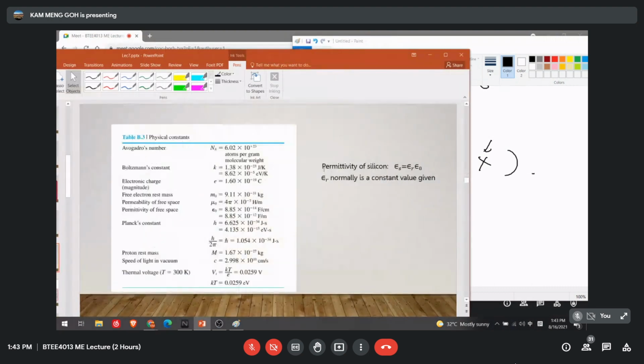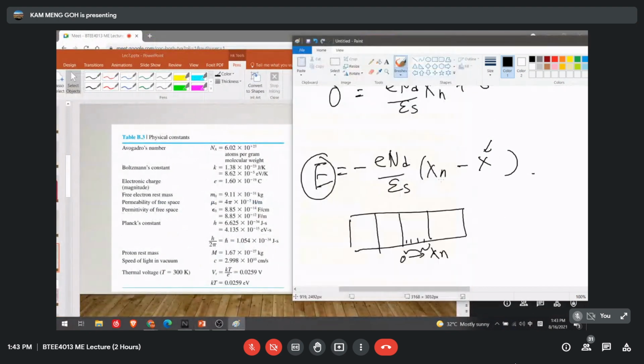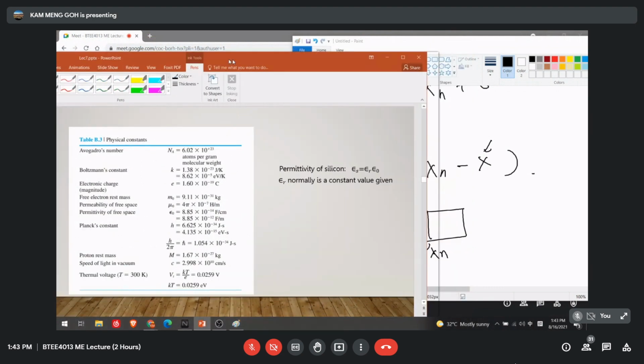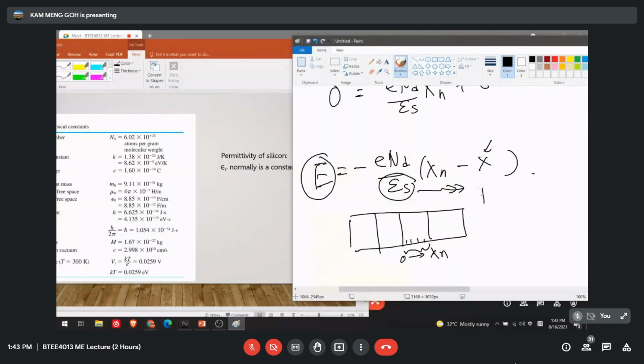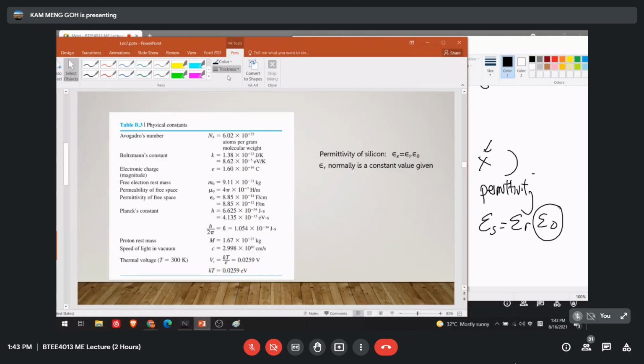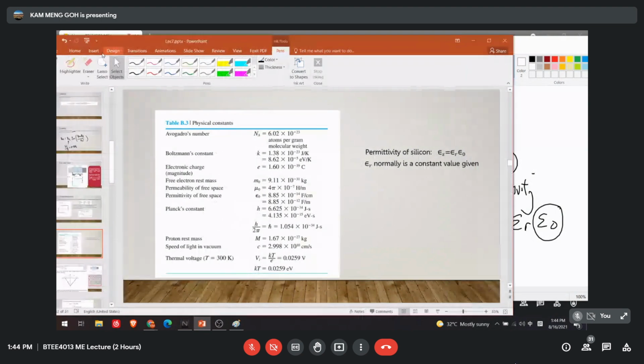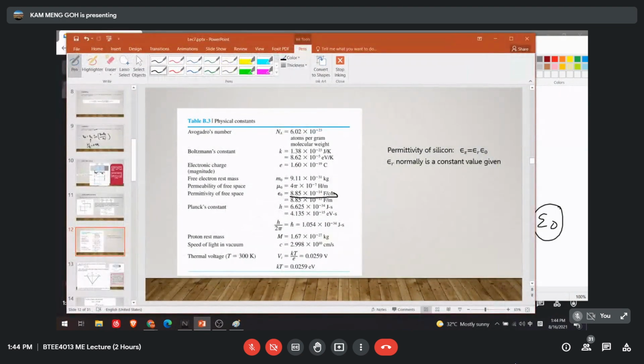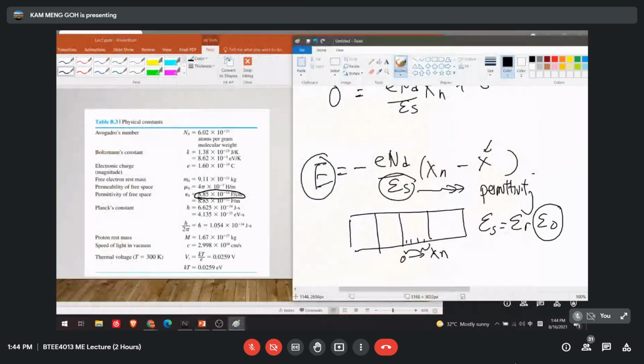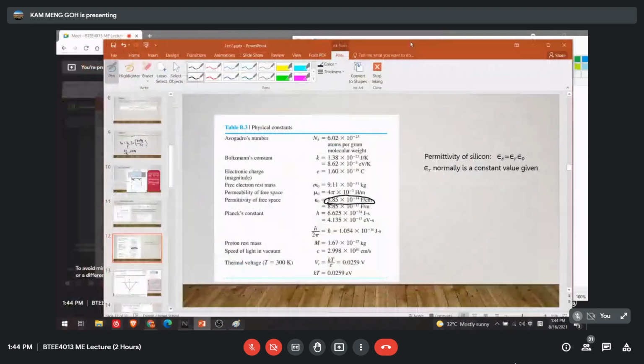Okay, but you might be wondering what is epsilon s? This thing we call it the permittivity. This permittivity actually is a constant value. This epsilon o, you can get from a constant list. It is somewhere around here. Yes, this thing, 8.85 times 10 to the power of negative 14. Then this epsilon r depends on what type of semiconductor you're using. If you are using silicon, it has a certain number. If you are using a different material, you are going to have a different number.